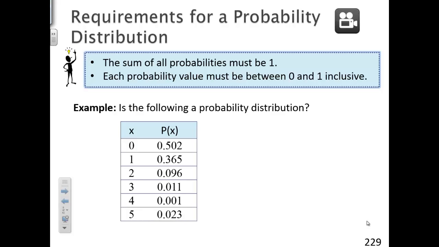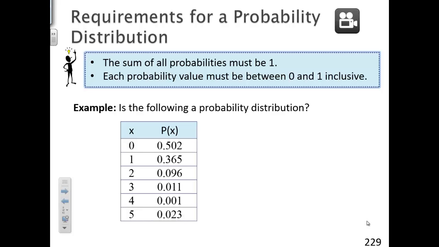There are two requirements that make a probability distribution. One is that the sum of the probabilities must be equal to 1. The other is that all the probability values must be between 0 and 1. That means we can have no negative probability values and we can have no probability values greater than 1.